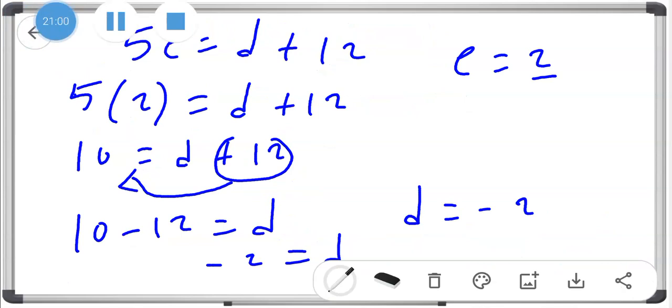Now, so far we've gotten the value for E and D. Now let's check if our answer for E, which is 2, and also our answer for D, which is minus 2, is right. Let's substitute E and D into the original equation given to us and see the answer we'll be getting.